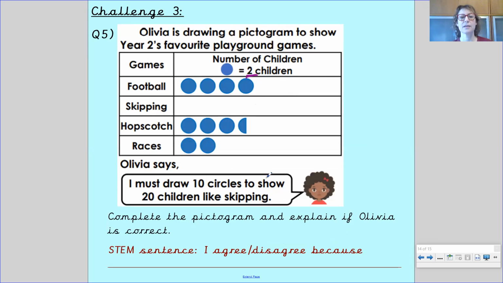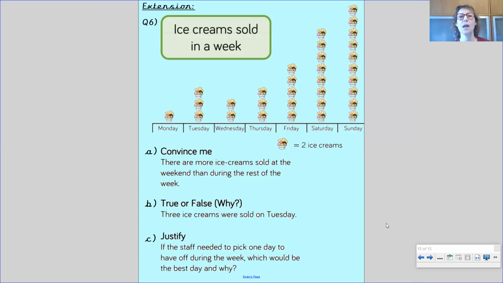So Olivia says, I must draw 10 circles to show that 20 children like skipping. So she's going to draw 10 circles here to show that 20 children like skipping. Is that correct? So if you agree with Olivia, you say yes, because. And if you don't agree with Olivia, you say no, because. And explain why she's right or she's wrong. And this is a lovely, tricky one to get your brain around.